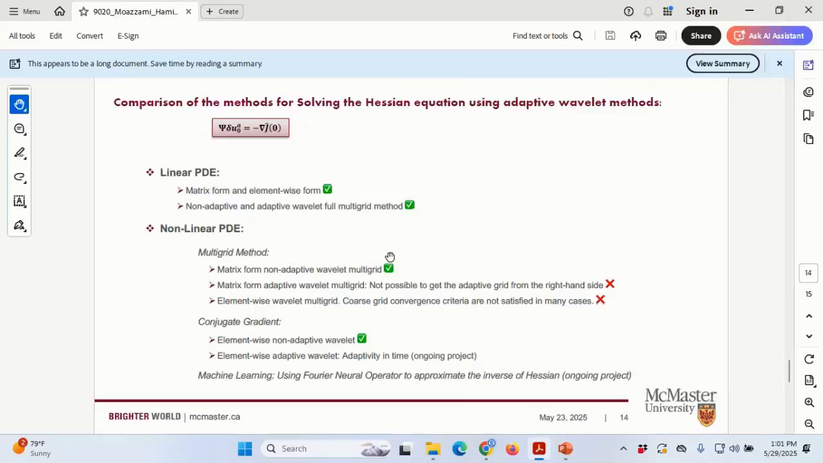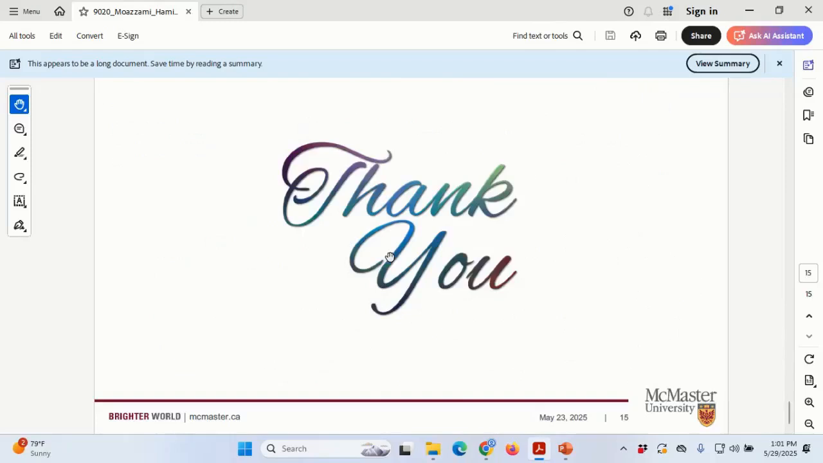We have also just started another project solving exactly the same equation using machine learning, more specifically Fourier neural operators, to somehow find an approximation of the inverse of the Hessian. When we can invert it efficiently, we can simply solve that problem easily. Thank you.